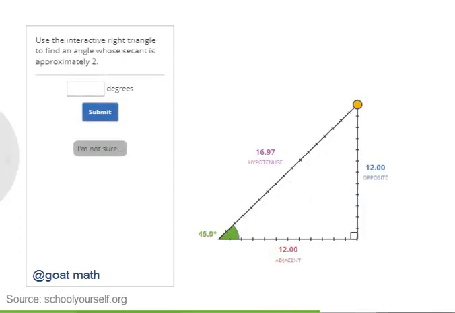Great work. Now one last question. Use this interactive right triangle to find an angle whose secant is approximately 2. This is a challenging question, so if you're not sure how to get started, just click over here.